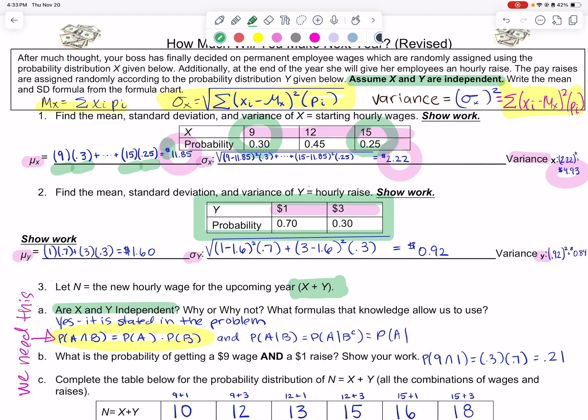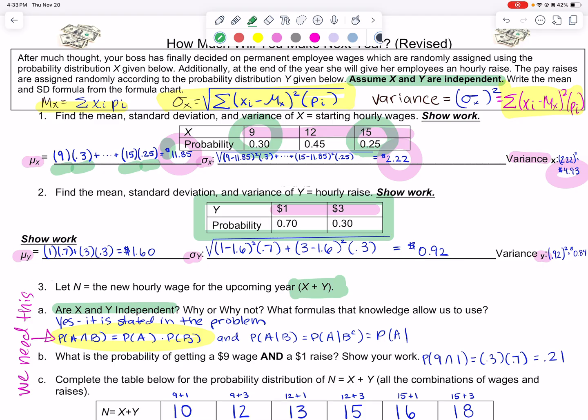The reason I wanted to reiterate this is that I want to make sure you understand you can never assume independence. It has to state it in the problem unless it's a universal event that is always independent, such as rolling a dice. Roll it, shake it, roll it. Each roll is independent from the next. Each roll has no influence on the next roll.